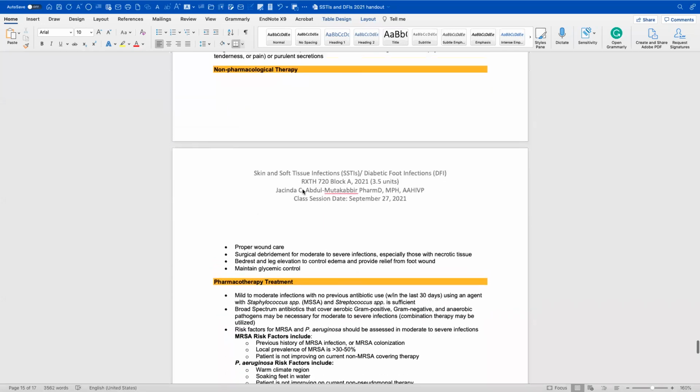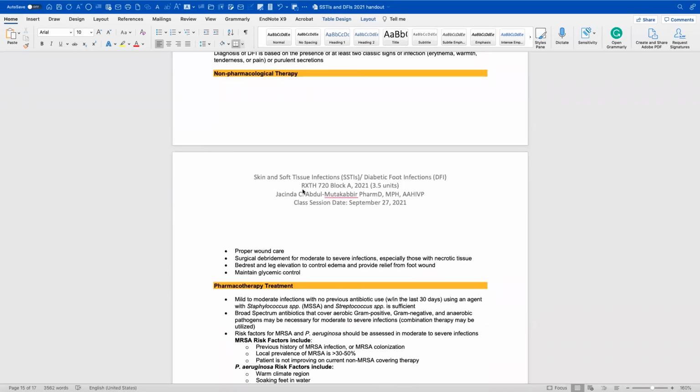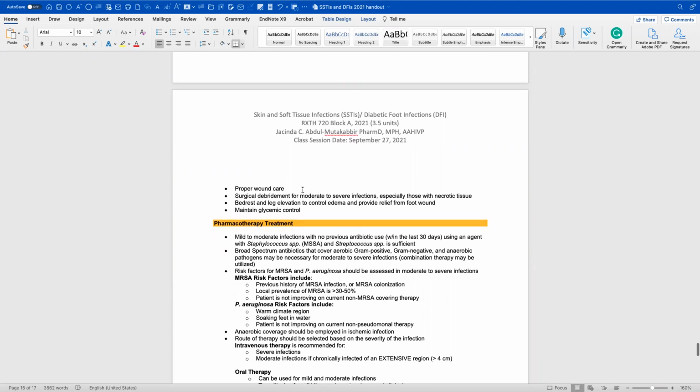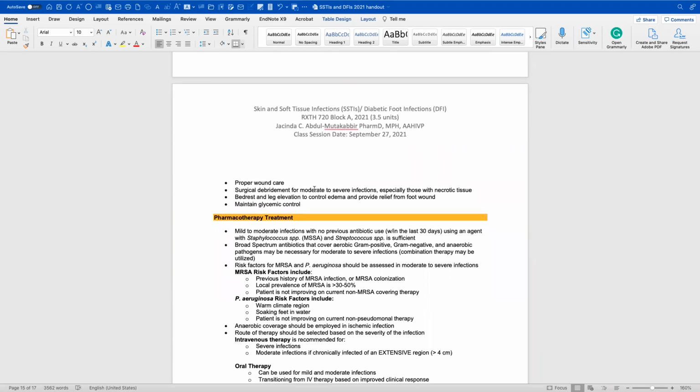So for non-pharmacological therapy, we will do proper wound care, so you want to change the dressing at the site of the infection. Surgical debridement is used for moderate to severe infections, especially those with necrotic tissue, and then bed rest and leg elevation to control the edema that may come with the infection. We know with inflammation you have an increase in fluid. So you will want to make sure you tend to that site when you're giving the patient antibiotics.